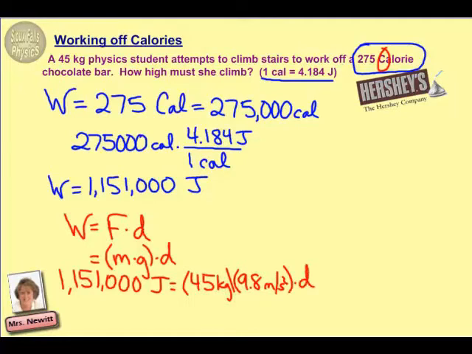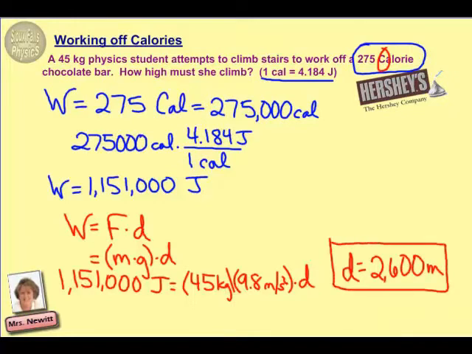And of course, if we plug in the values that we know, our final answer for D, or the height up the stairs that she must climb, is 2,600 meters. So that is why you wouldn't want to ever attempt to just directly work off that candy bar only by climbing up steps. It takes all the other calories that we use as well to work that off in the end.